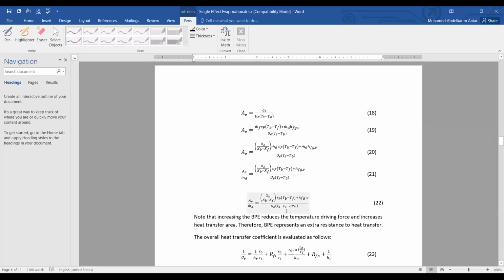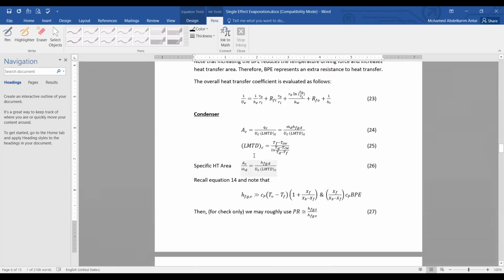Again, you don't need to memorize this because we'll be doing it step by step. Energy balance for the humidifier, for the evaporator, will enable us to calculate the surface area as it is from here, and something similar in the condenser where you calculate the overall heat transfer coefficient, the log mean temperature difference, and then you estimate how much is the surface area in the condenser.